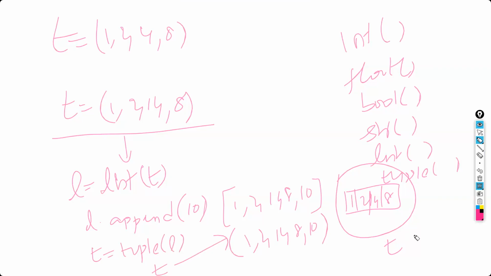A new object will be created. In the same object it is not possible. When you have converted and when you have appended, all these things will be done with new objects. Once the tuple object is created, no more modifications. Once you convert also, no more modifications.